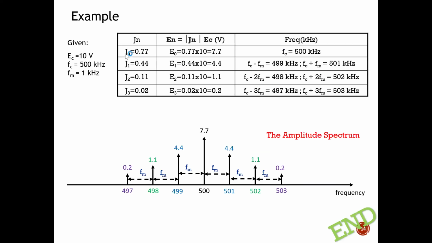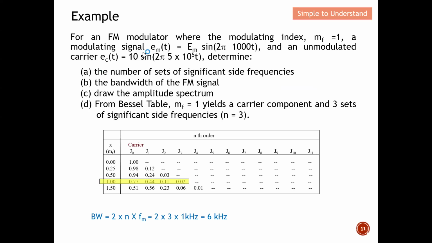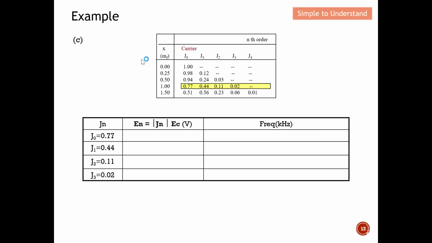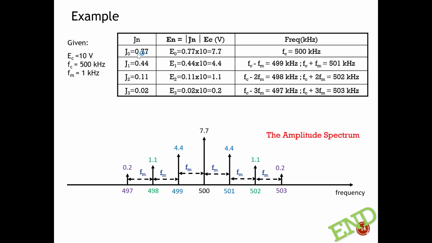For example, we obtain that Ec is equal to 10 volts, which is given in the question. If you still remember, Ec is equal to 10 from here. So what I need to do is multiply 0.77 by 10, which gives me 7.7. So I know that the amplitude here is 7.7. And this is 0.44. I multiply by 10 and I get 4.4. And again, this is 0.11. I multiply by 10, which gives me 1.1. And last but not least, 0.02 multiplied by 10 gives me 0.2 here. With this, you can see that I have successfully plotted the amplitude spectrum.